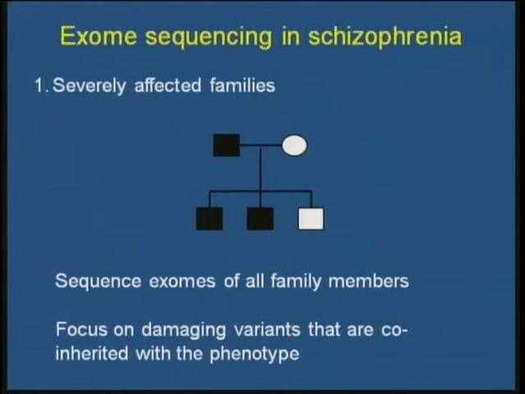And then the second approach is to look at severely affected families. In this case, we would sequence all the people in the family, but just look at the variants that co-segregate from dad to his two affected sons, and focus on the damaging variants that are co-inherited with the phenotype.